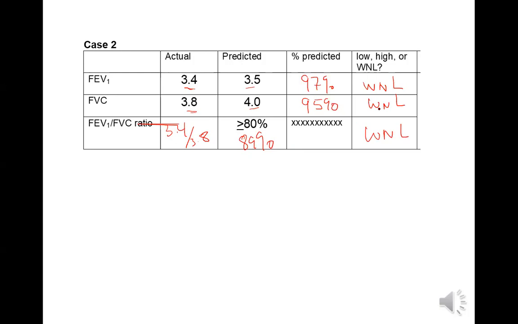Wait, when do you say when it's high? Sometimes that happens, but we're not going to do that. Usually when it's high, I think the next thing we do when we do pathologies, it's usually if it's above 120%. Yeah, that's considered high.